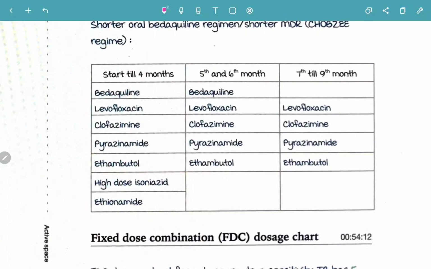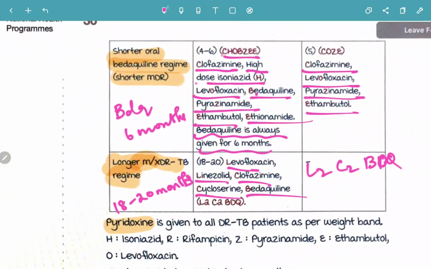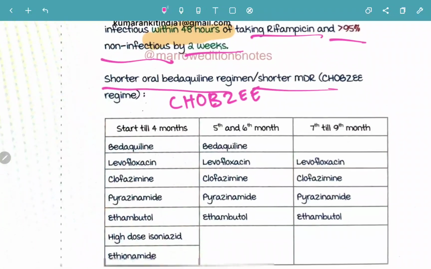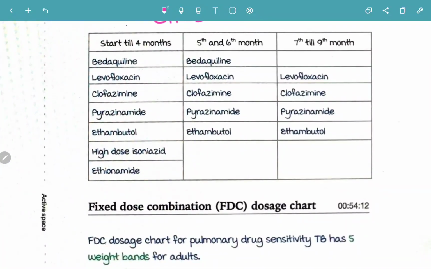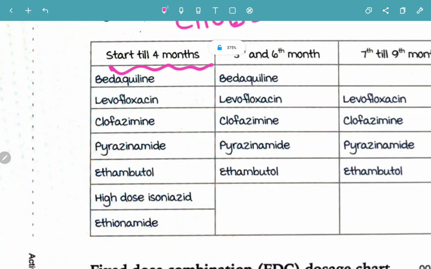Now, the shorter oral bedaquiline regimen, otherwise known as the shorter multi-drug resistant regimen, as we already told: CHOP-C, clofazimine, high-dose isoniazid, levofloxacin, bedaquiline, pyrazinamide, ethambutol, and ethionamide. So all of this is going to be given for the first 4 months.